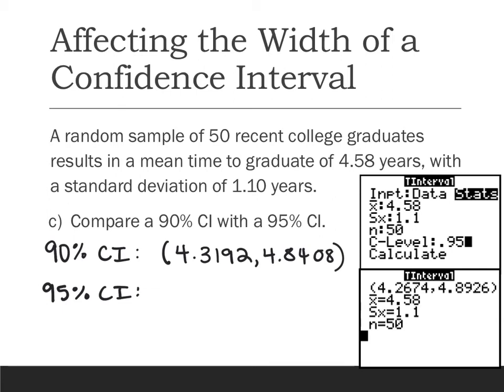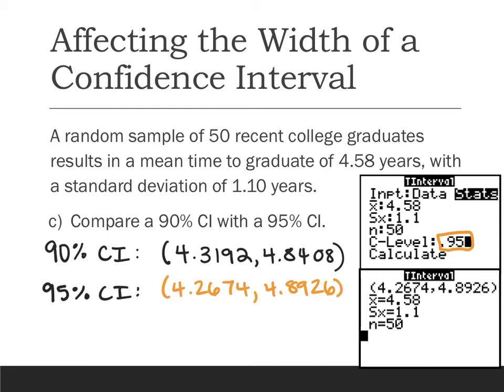So the only thing that I changed was I made this 95% instead of 90%, but I still have the same mean, same standard deviation, same sample size. And if you notice, my confidence interval is now 4.2674 and 4.89 to something 26. There's a part of my controls for my whiteboard that is covering that up, but I think that's right. So there is my confidence interval.